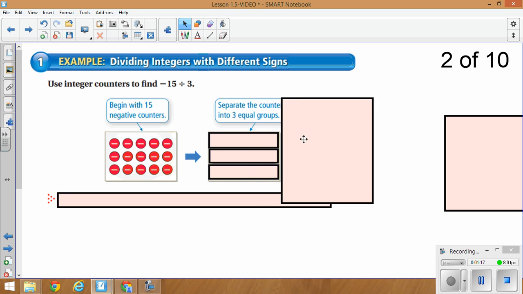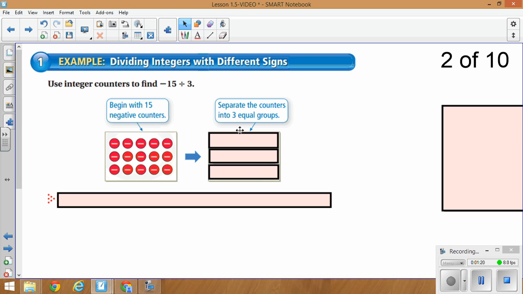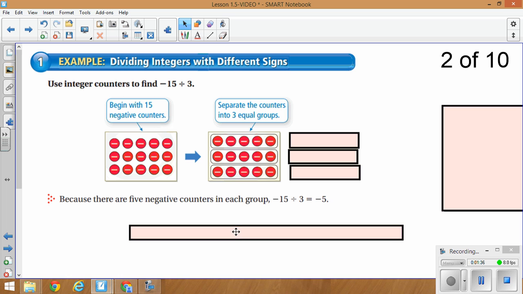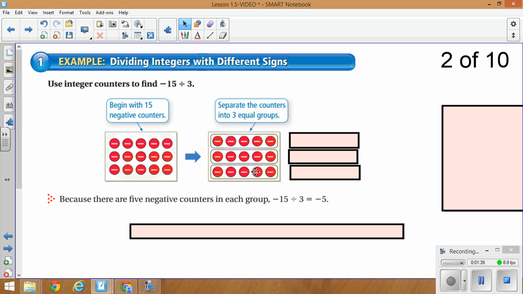Now I'm going to make 3 equal groups. So here's group 1, here's group 2, and here's group 3. How many counters are in each group? Well, there's 5 red counters in each group. So my final solution is negative 5. There's negative 5 counters in each group. If you take a look at the problem, are my signs the same or different? When the signs are different, the answer is negative. And then you can simply do 15 divided by 3.